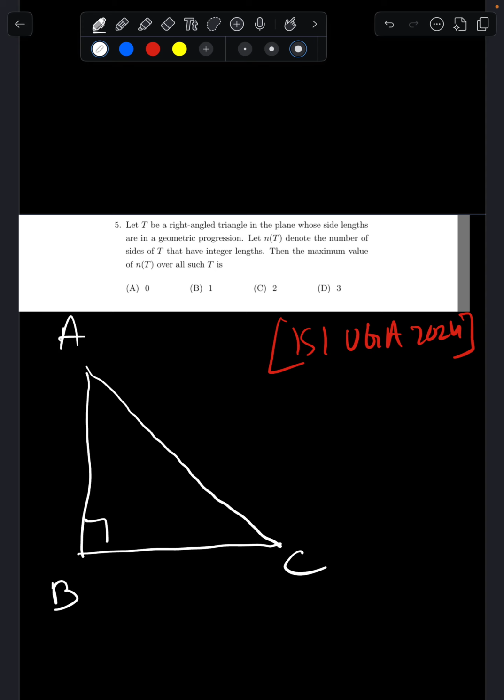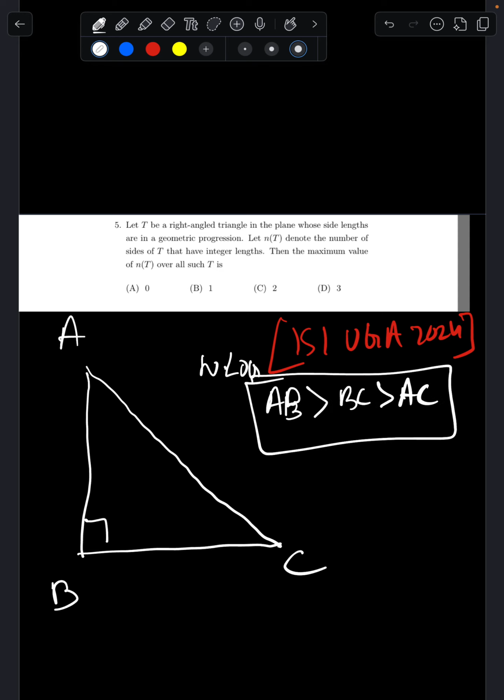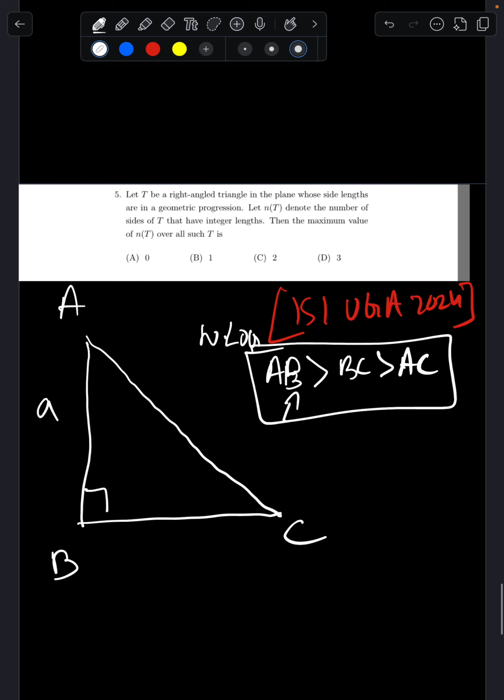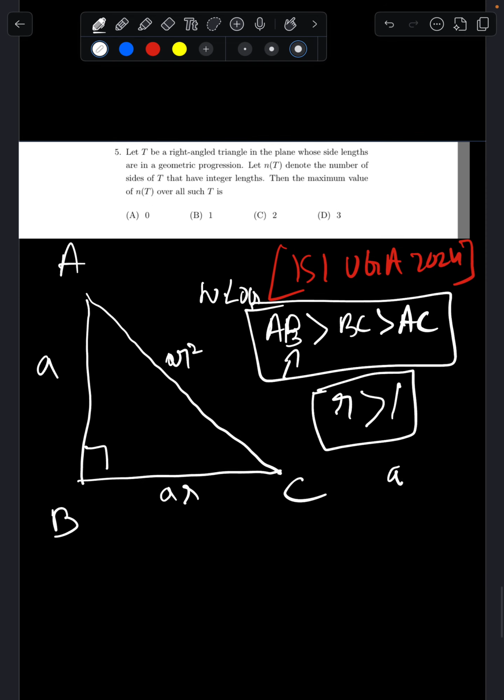Okay, so without loss of generality, you can assume AB is greater than BC is greater than AC, right? Because AC has to be the greatest. And let this be A. This will be A, and they are in geometric progression, so this will be AR, this will be AR squared. And you have to note that R is bigger than 1, because if R is lesser than 1, then A times R will be lesser than A, right?